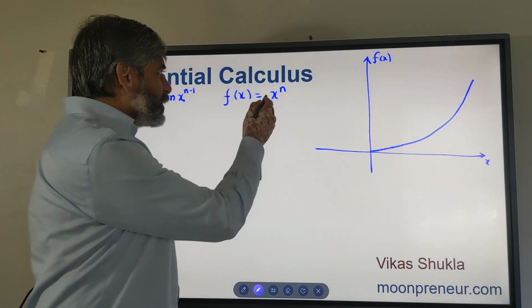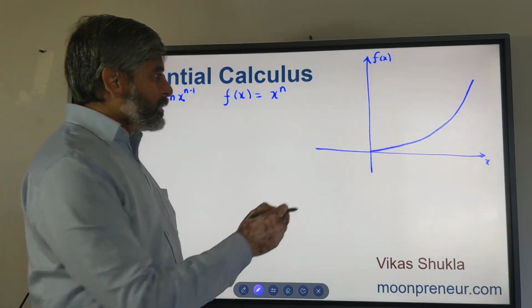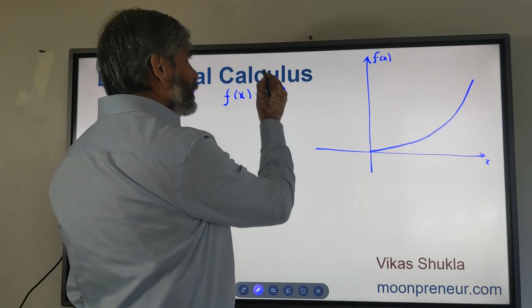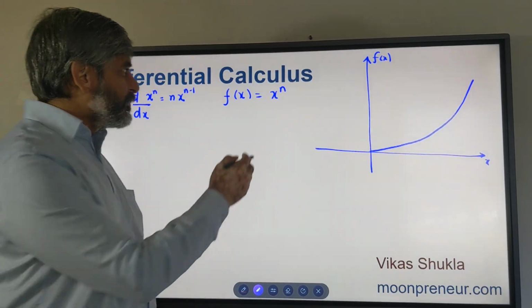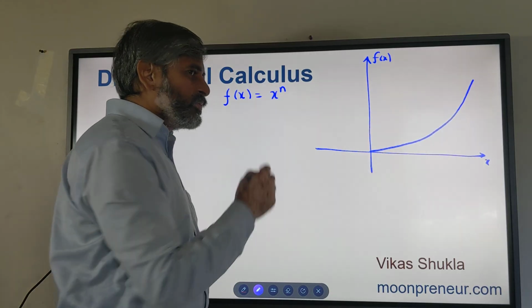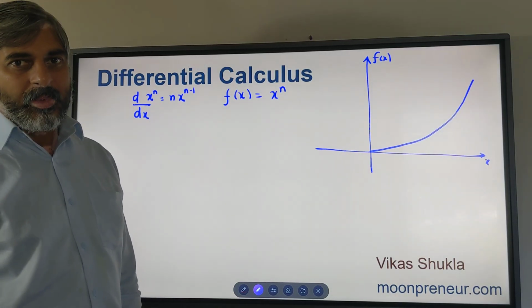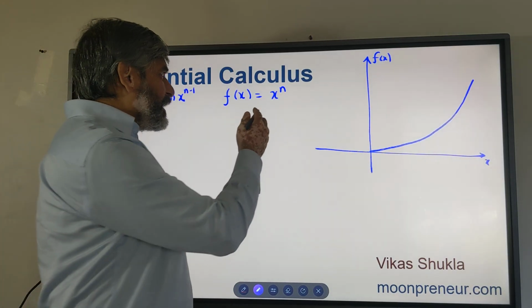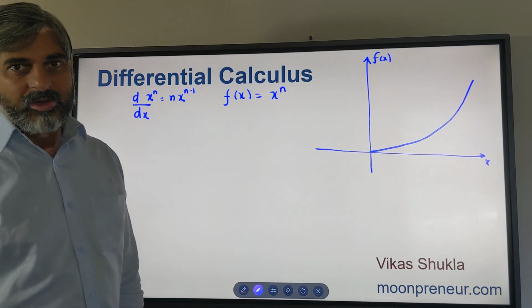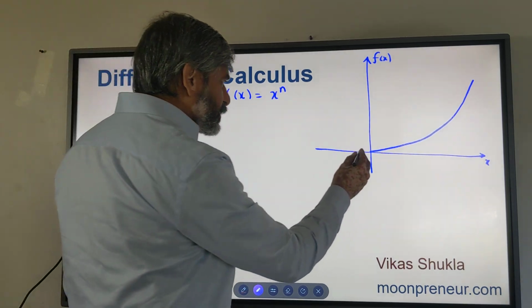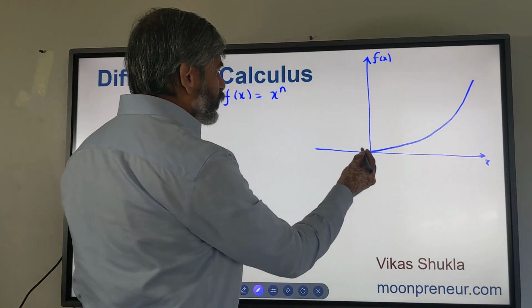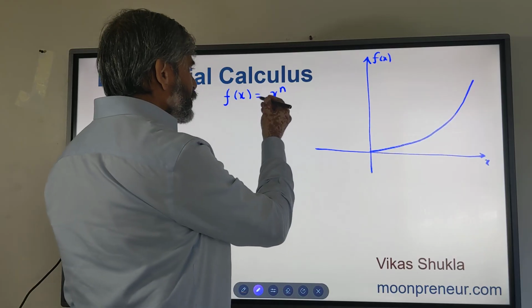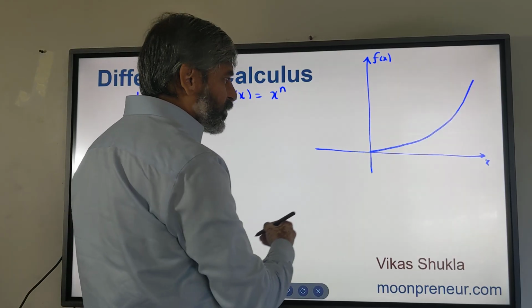If n is, for example, even, the function will be symmetrical like this. For example, if n is 2, f(x) equal to x squared is a regular parabola. But if n is odd, like n equal to 3, then this function will go like this, because for negative values of x, the function will have negative values.